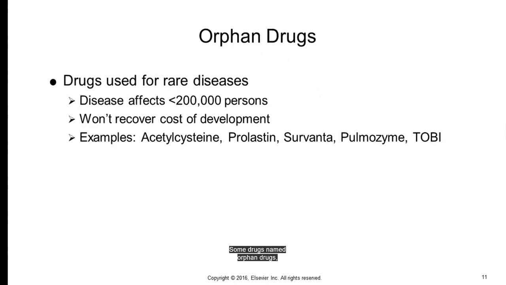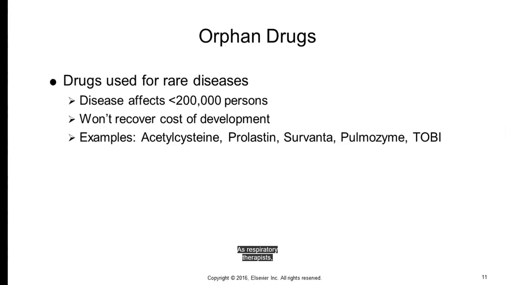Some drugs, named orphan drugs, which are used to treat rare diseases with less than 200,000 persons affected by the disease, will not recover their cost, but there are several of clinical importance to respiratory therapists. The medication Dornase alfa or Pulmozyme in the treatment of hypersecretions and viscosity in cystic fibrosis patients is one example. But whether to pursue the development of these drugs is an ethical dilemma in drug development.